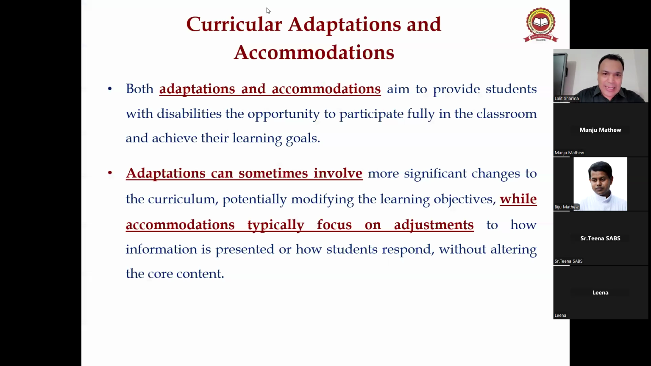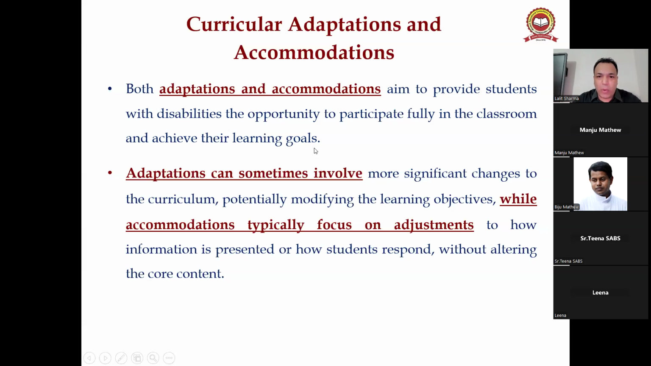Okay, again, curriculum adaptations and accommodations. The first bullet is very important. Both adaptations and accommodations aim to provide students with disability the opportunity to participate fully in the classroom and achieve their learning goals. The purpose of both adaptation and accommodation is the same, right? Disabled persons can participate and fully learn the syllabus along with the normal students.